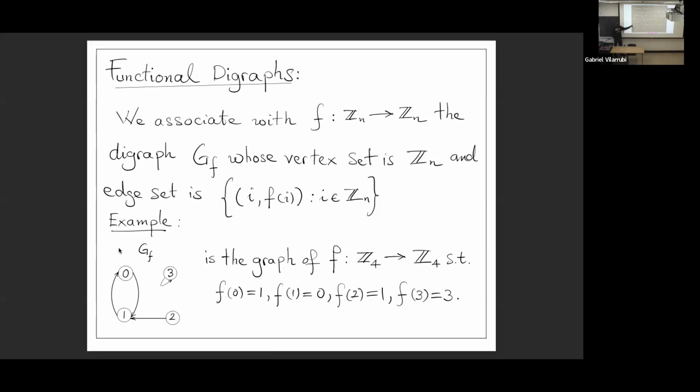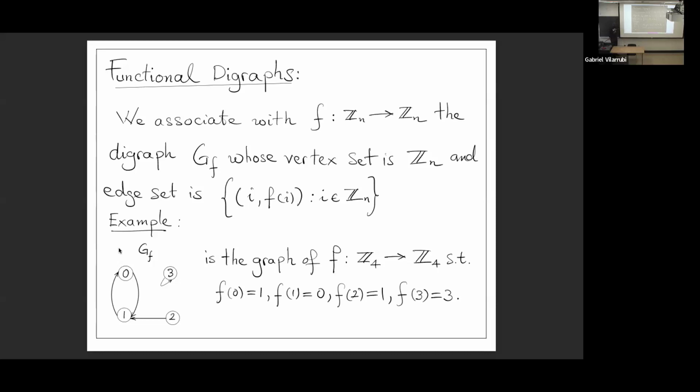So here's an example of a drawing of a functional graph. I take 0, f of 0 is 1, so there's an arrow that goes from 0 to 1. I take 1, there's an arrow that goes from 1 to 0, so f of 1 is 0. If I take 2, there's an arrow that goes from 2 to 1, so f of 2 is 1. And if I take 3, there's an arrow that goes from 3 to 3, so f of 3 is 3.